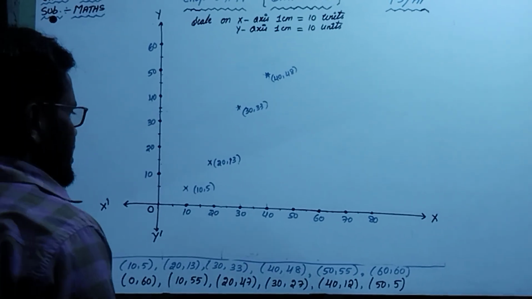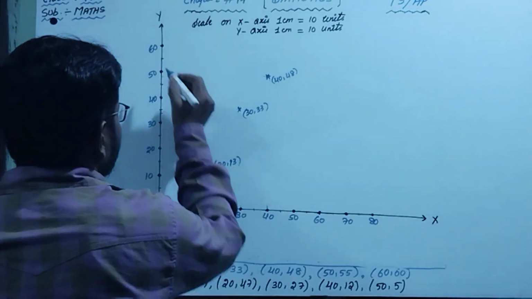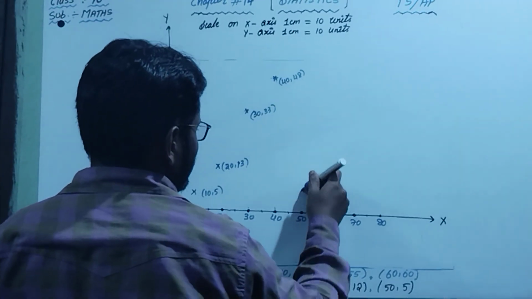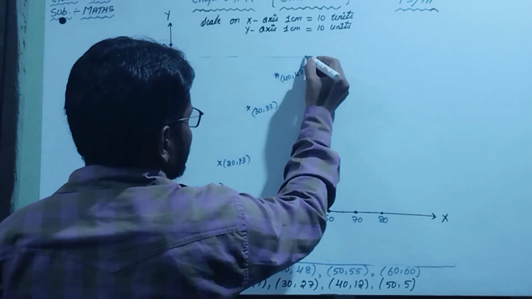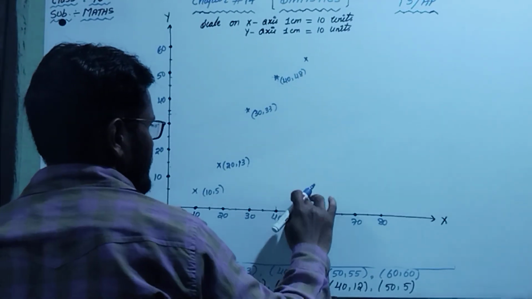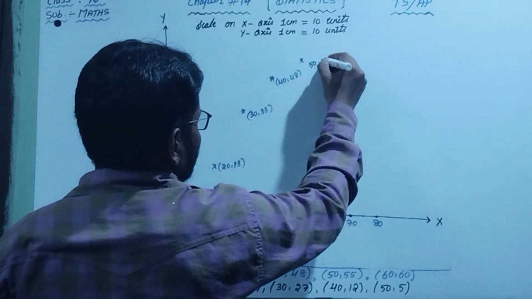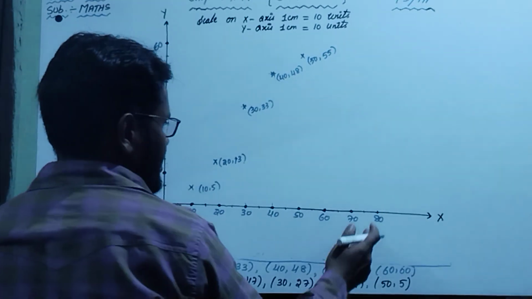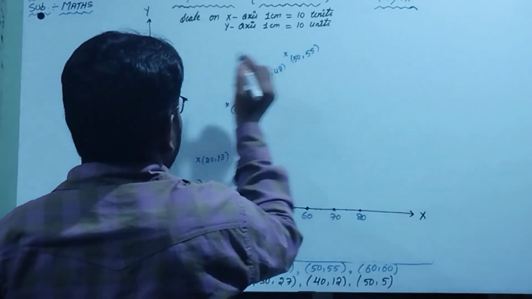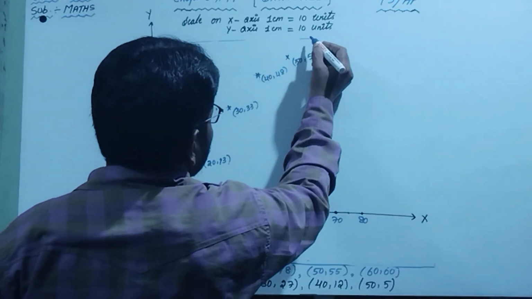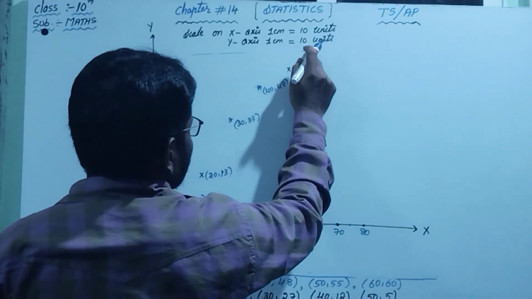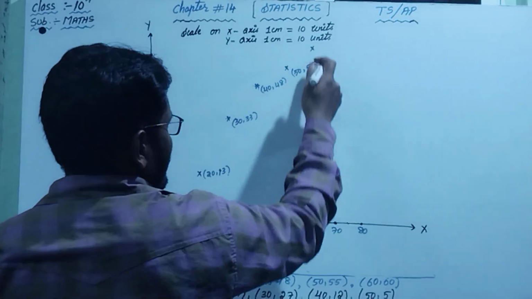The next point is 50, 55. Here having 50 on x axis and 55 on y axis. This point is 50, 55. The next point is 60, 60. Here this one is 60 and here having 60. 60, 60.